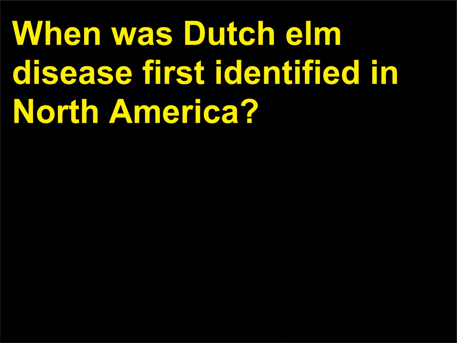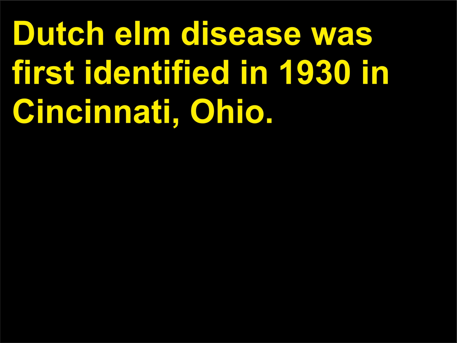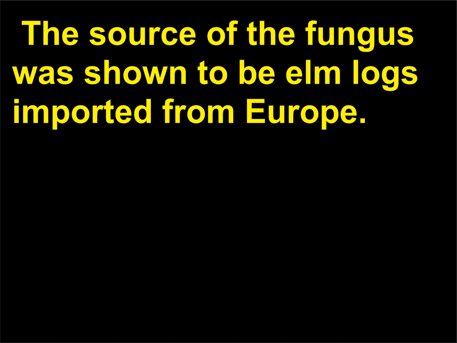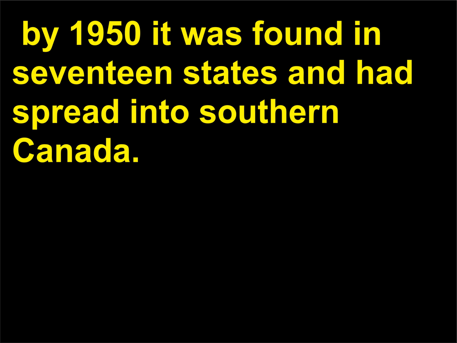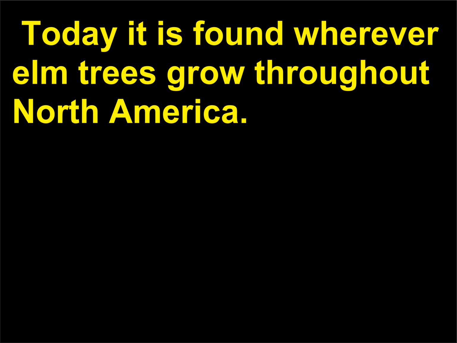When was Dutch elm disease first identified in North America? Dutch elm disease was first identified in 1930 in Cincinnati, Ohio. The source of the fungus was shown to be elm logs imported from Europe. By 1940 the disease had spread to 9 states. By 1950 it was found in 17 states and had spread into southern Canada. Today it is found wherever elm trees grow throughout North America.